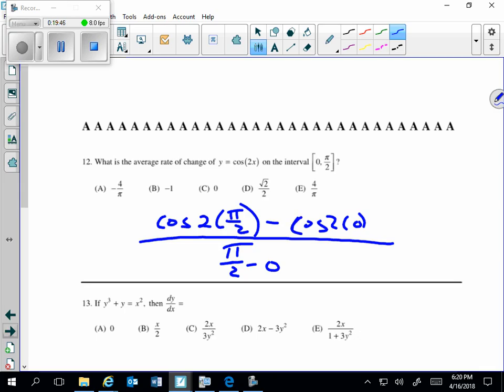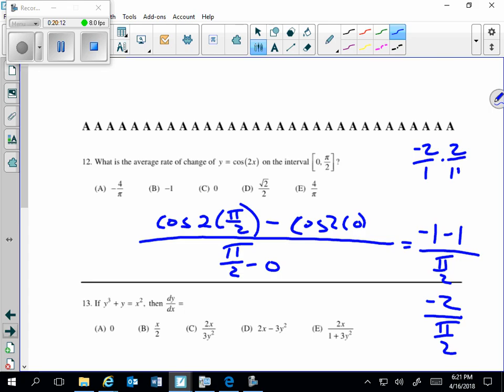This becomes pi, so cosine of pi, remember, is negative 1. Cosine of 0, remember, is positive 1. So I have -1 minus a +1. On bottom, I have pi over 2. So on top, I get -2. On bottom, I get pi over 2. Dividing by a fraction is multiplying by the reciprocal. So this becomes -2 over 1 times 2 over pi, and I get -4 over pi. Letter A.